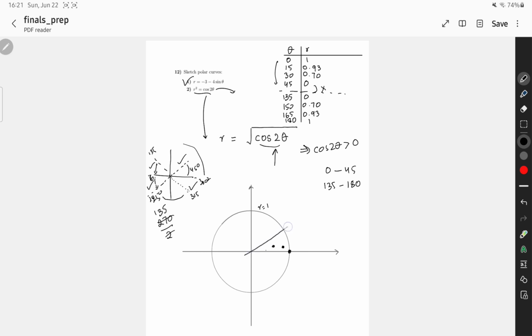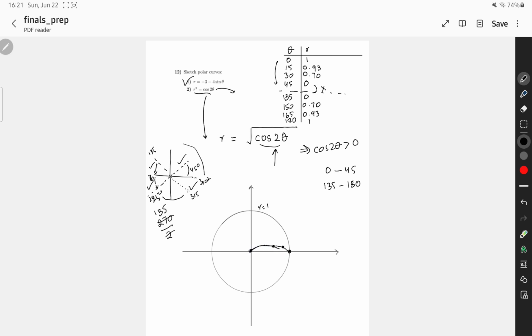So at 45 degrees, which is dead in the middle of the first quadrant, so it should come inside towards the r equals 0 point at an angle of 45. Okay, so this would have a slant of 45. Okay, so this is the first part.